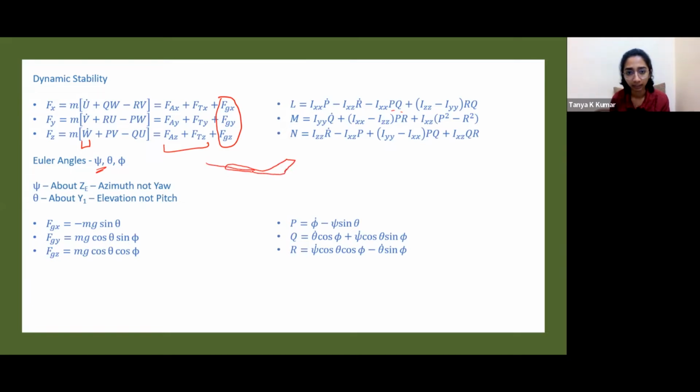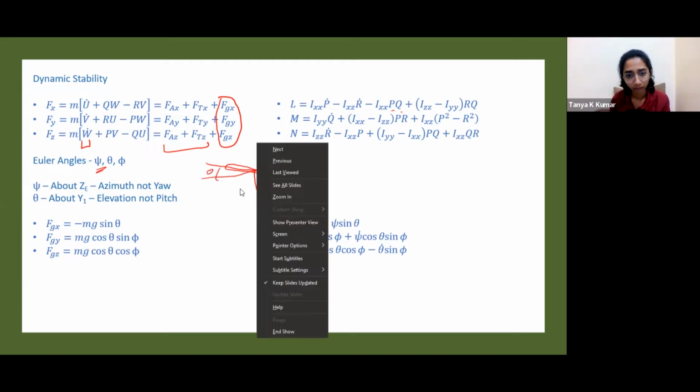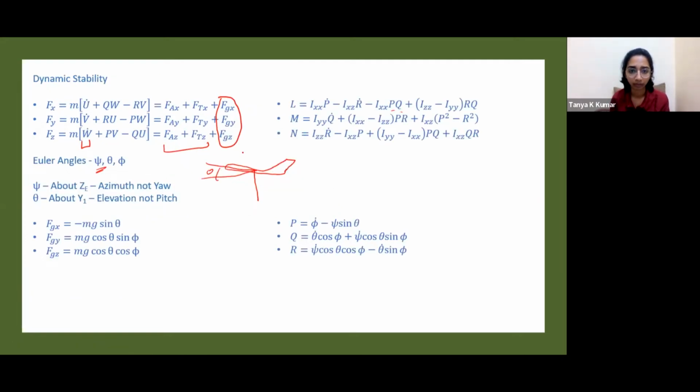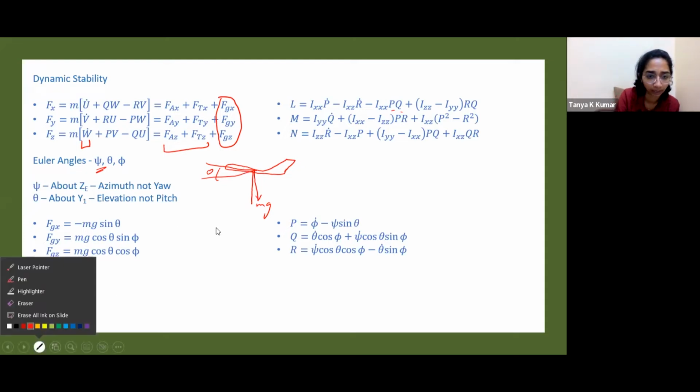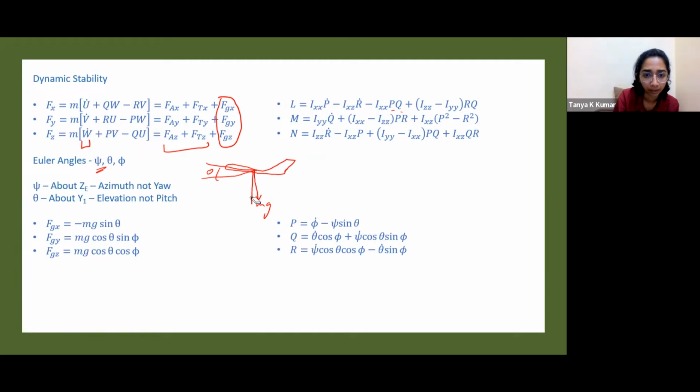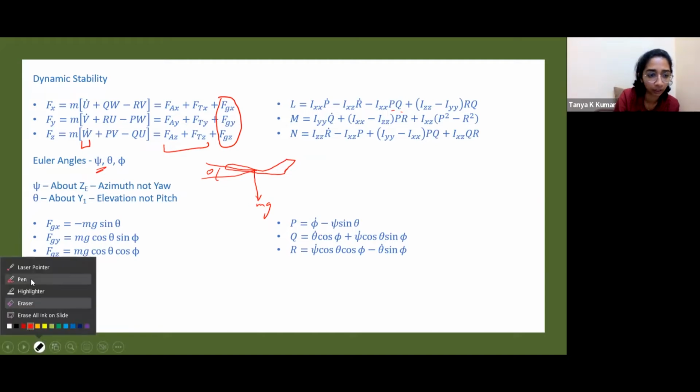So it is like this, and your weight is acting perpendicularly down. This is theta. So initially, you resolve this mg parallel to the fuselage reference line and perpendicular to it. Okay, so along the thrust direction, let me just erase that. Parallel and perpendicular to the oncoming velocity.